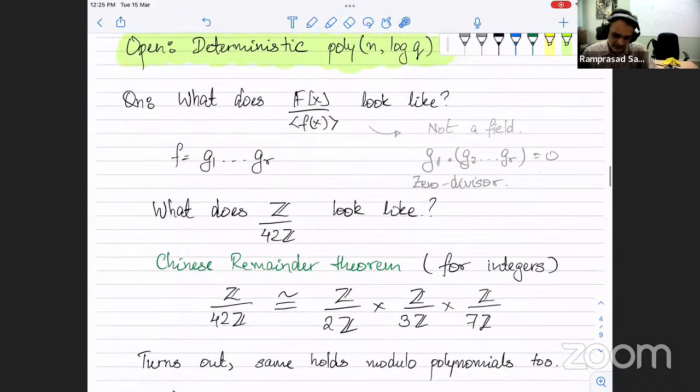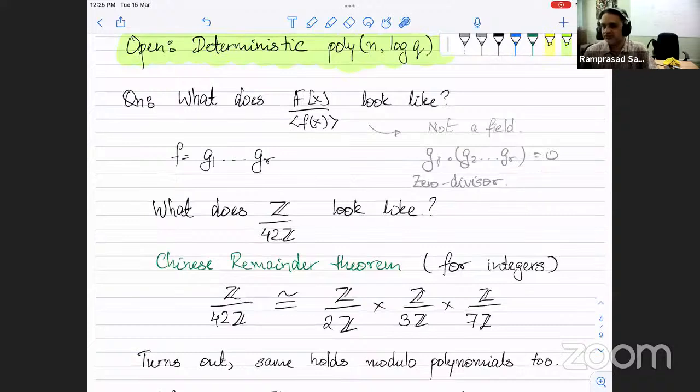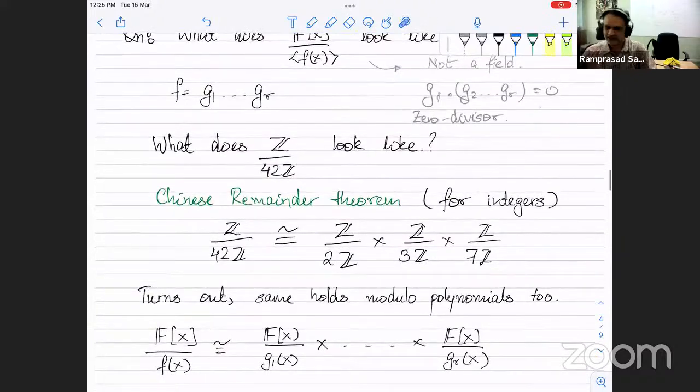Now, turns out the same thing is true for polynomials too. And this is in general called the Chinese remainder theorem for polynomials or over ideals or whatever. And this is something that we will see. But for now, I'm just going to take this for granted. And we will see the proof of it either towards the end of today's lecture or we'll push over to the next lecture.